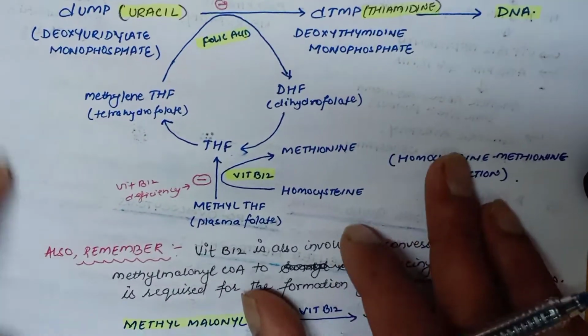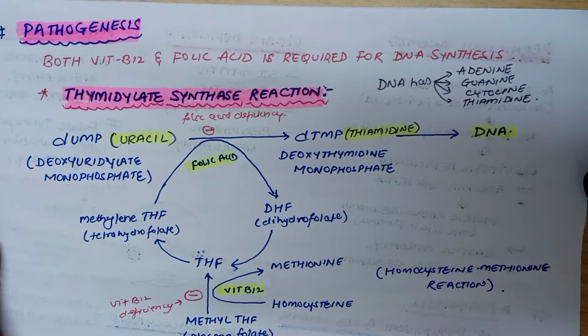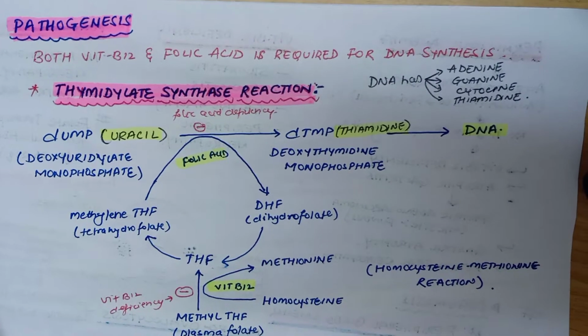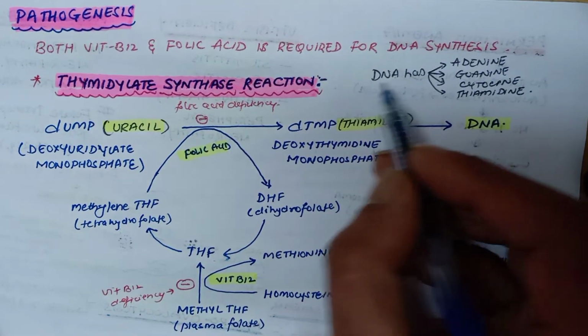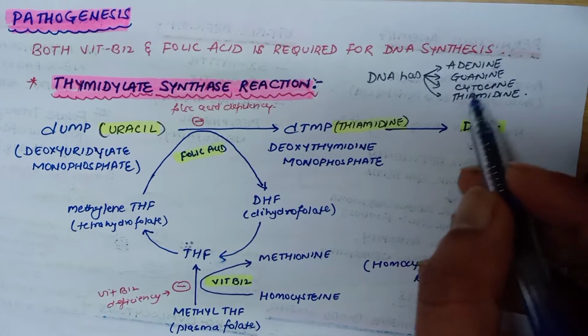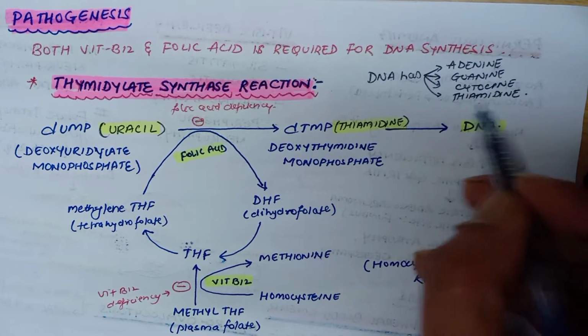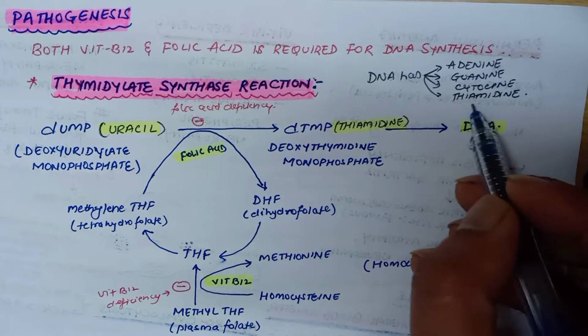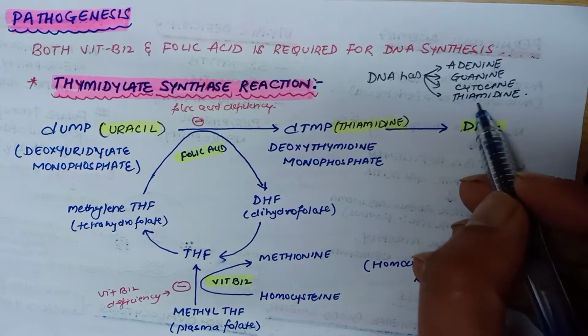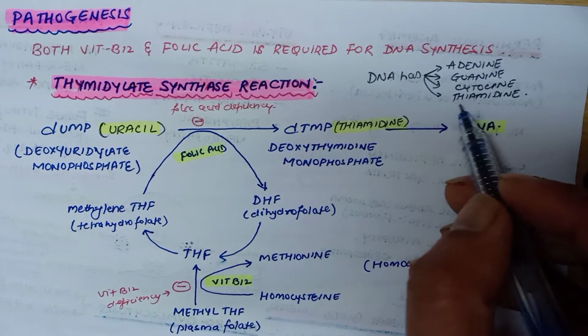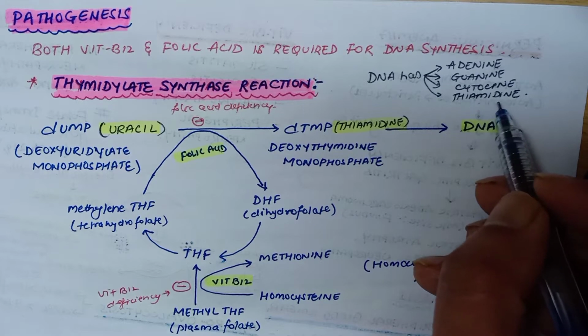Now we'll talk about pathogenesis. As we have already said, both vitamin B12 and folic acid are required for DNA synthesis. So DNA has adenine, guanine, cytosine and thymidine. This thymidine is formed from uracil, which is required for DNA synthesis.